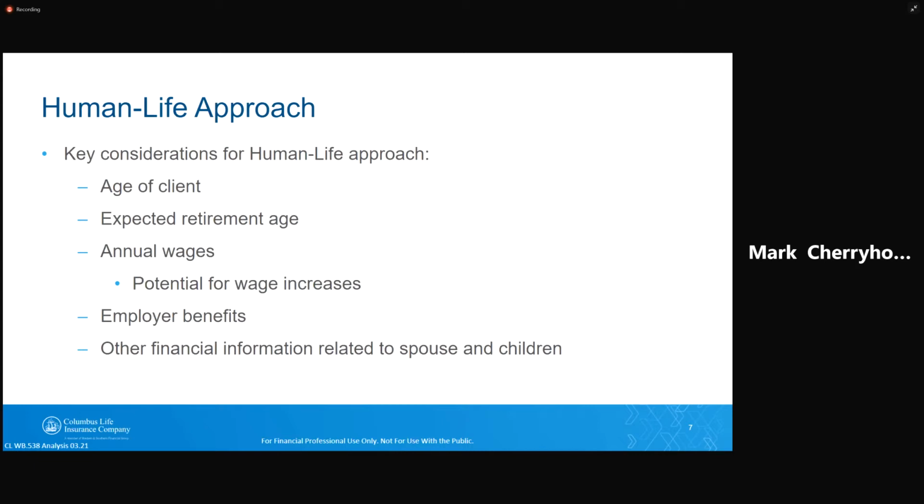Obviously, people are working longer these days. They're working beyond 65, 67, even 70 years of age. So in other words, it's going to seek to determine the lifetime total financial contribution the family may lose if the insured were to unexpectedly pass away.